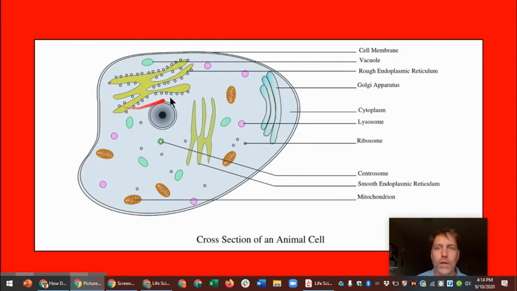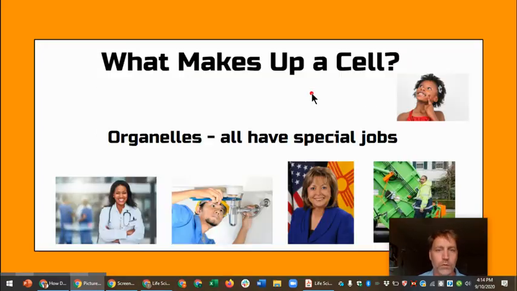The rough endoplasmic reticulum, different things called vacuoles, which are transport. So we're going to talk about each one of these in turn, and I'll probably come back to the slide to refer to it. Okay, so let's talk about this.